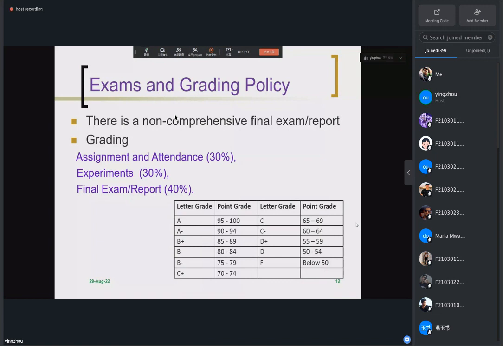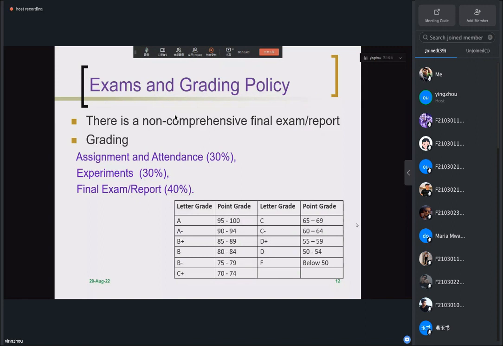When you finish the experiment online, you should submit the experiment report. Then there is the final report. Also, since we are just online and not face-to-face, maybe you would have a final examination. But now maybe we're just doing the final report. In the last 2 weeks, we will give you the requirement for the final report.